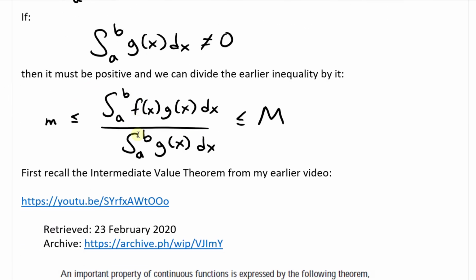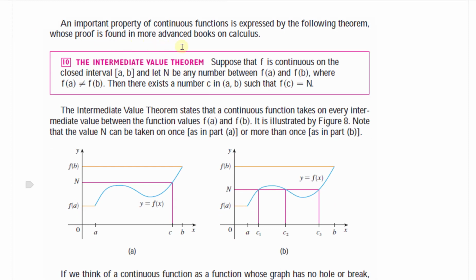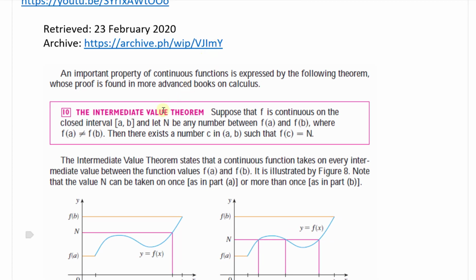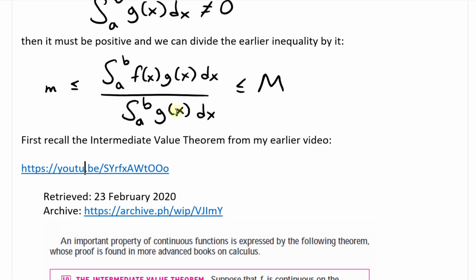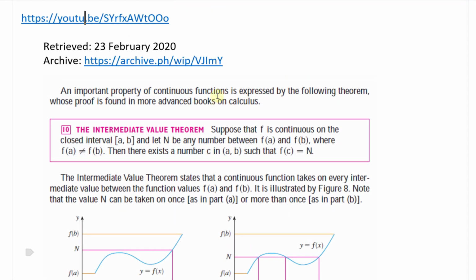Alright, so now that we have this part here, we're going to recall another value theorem. This time, recall the intermediate value theorem from our earlier video. An important property of continuous functions is expressed by the following theorem, whose proof is found in more advanced books on calculus. Interesting. I should prove it in a future video. But anyways, the intermediate value theorem is pretty straightforward, just the proofs are more rigorous beyond this calculus book.